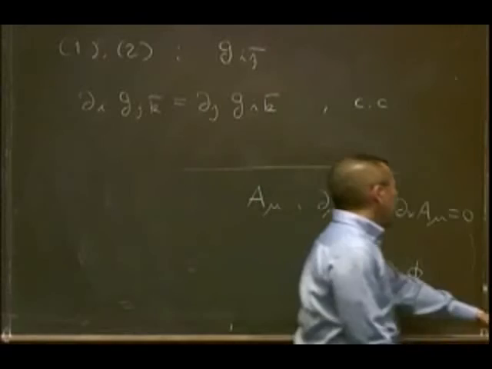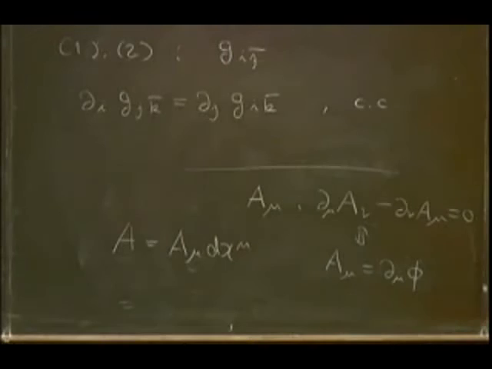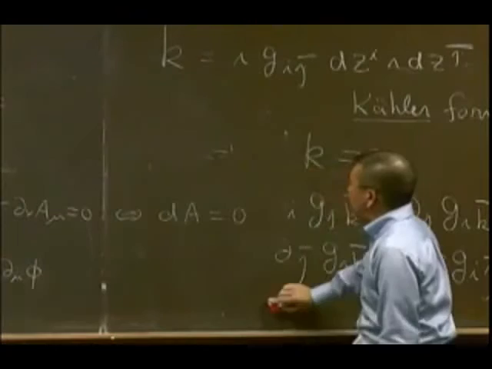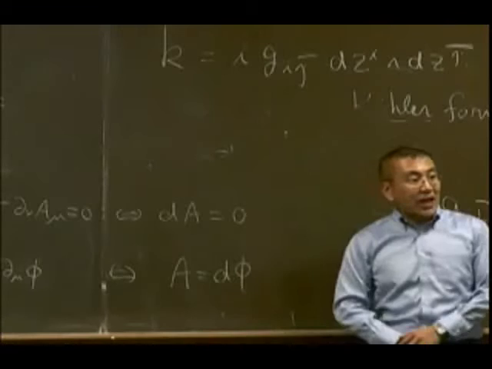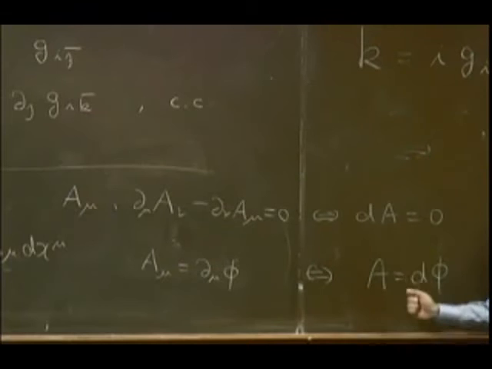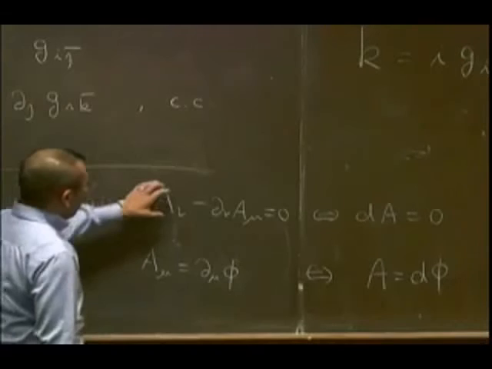Because if you write A as a one-form, then this equation says that dA is equal to zero, namely that A is a closed form. On the other hand, this equation means that A is dφ, namely A is exact. And what we just learned last week is that a closed form is not necessarily exact. An exact form is closed, but the converse is not true. But there is this beautiful thing called Poincaré's lemma, that in a local coordinate patch, this is always true. So in local coordinates, if you have this equation, you can always write it that way, and vice versa.